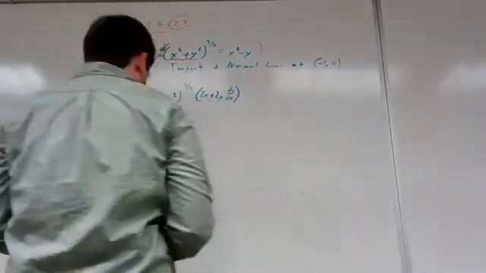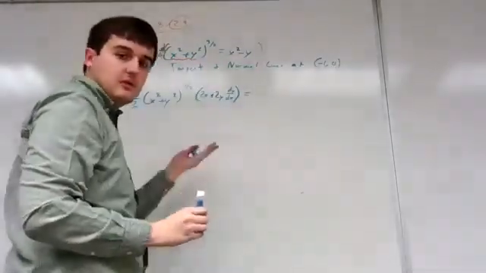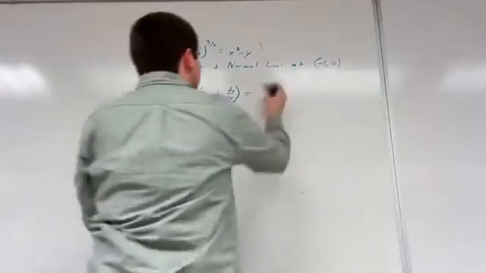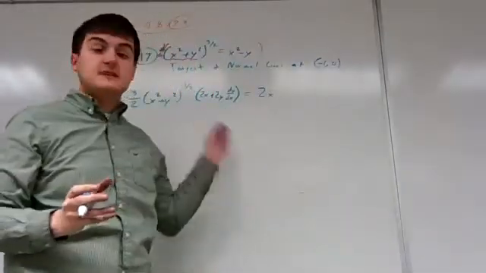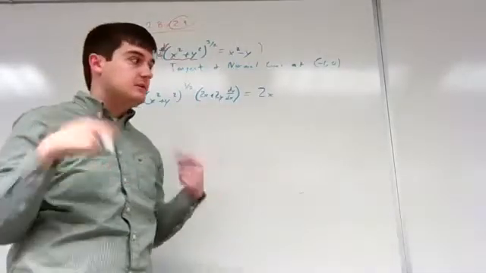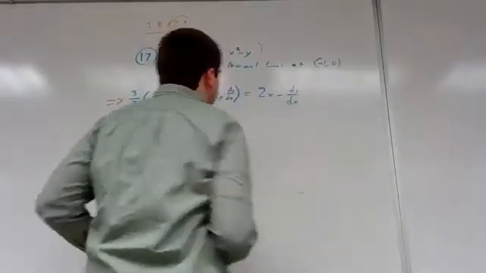Okay. And we want this to be equal to the derivative of x squared minus y. Well, what's the derivative of x squared? Just 2x. And what's the derivative of y? Well, if it was x, it'd be 1, but then I need to multiply by dy over dx. Okay.